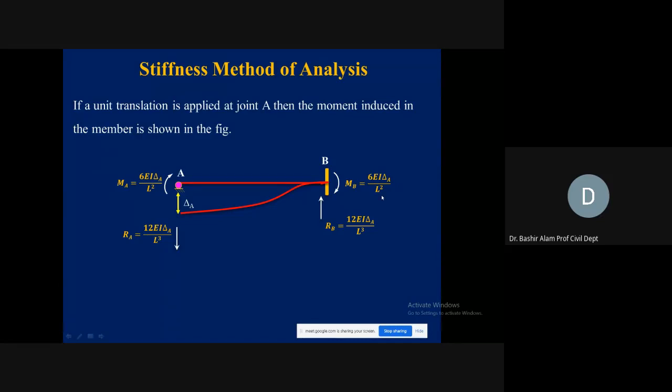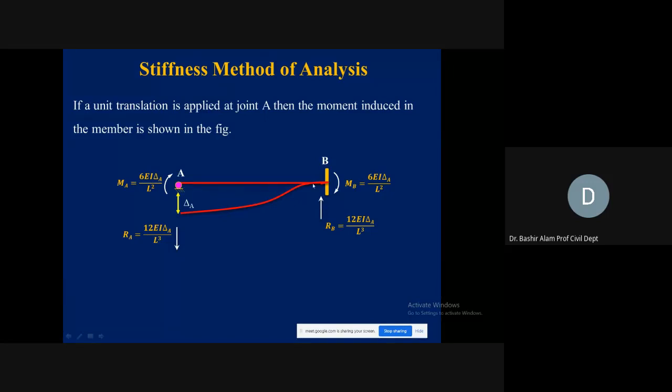This is very important, the very basic. You should understand how to fix the direction of this movement produced and what the magnitude will be. If I take the delta in the up direction, how do we fix the direction? The end will be trying to come back to its position, so its direction will become counterclockwise. At the far end, it will also be counterclockwise. Its magnitude will be 6EI delta A divided by L square.